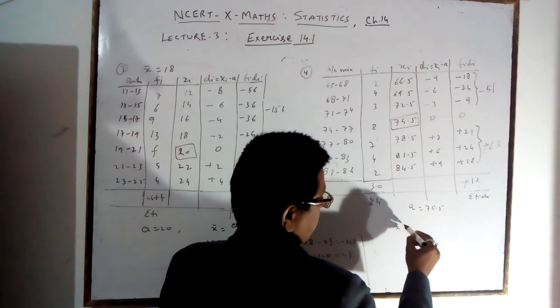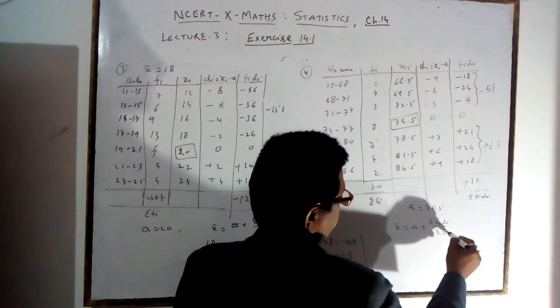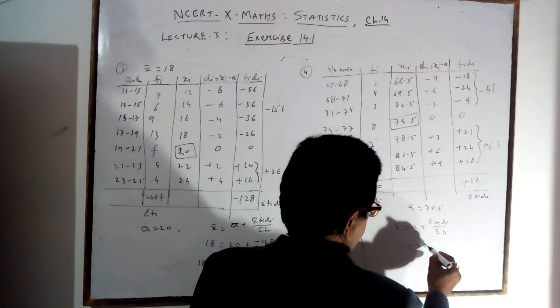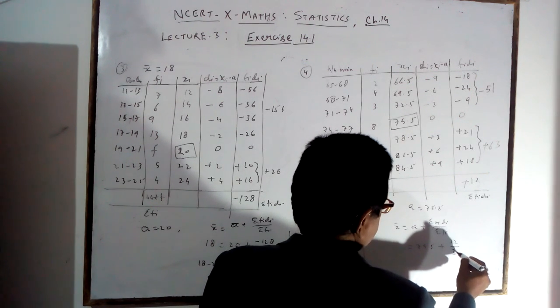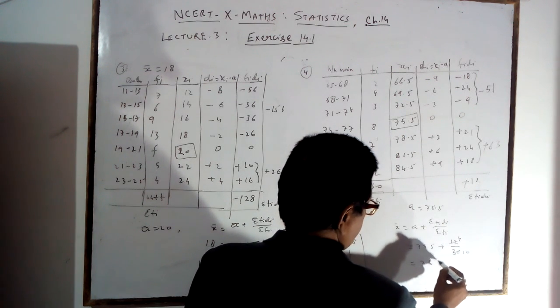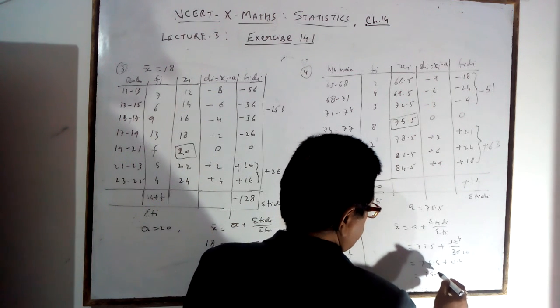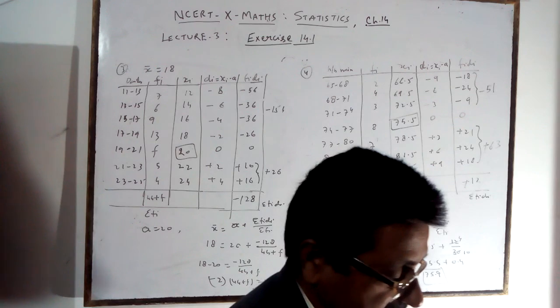Now x bar is equal to a plus sigma Fi di upon sigma Fi. What is the a? A is given: 75.5 plus 12 upon 30. 3 4s are 12, 3 10s are 30. What are you getting? 75.5 plus 0.4 gives you 75.9. What is your answer? You are getting 75.9 as the mean of this observation.